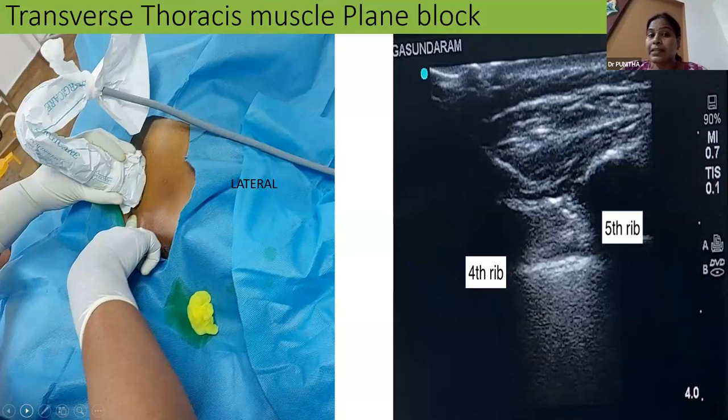So this is how the transverse thoracic muscle plane block is given, where you can see that the probe is kept in the parasternal region between the fourth and the fifth rib. And we can identify the internal intercostal muscle, and below that, there is the pleura. And above that is the transverse thoracic muscle. So the drug is generally given between the internal intercostal and the transverse thoracic muscle.